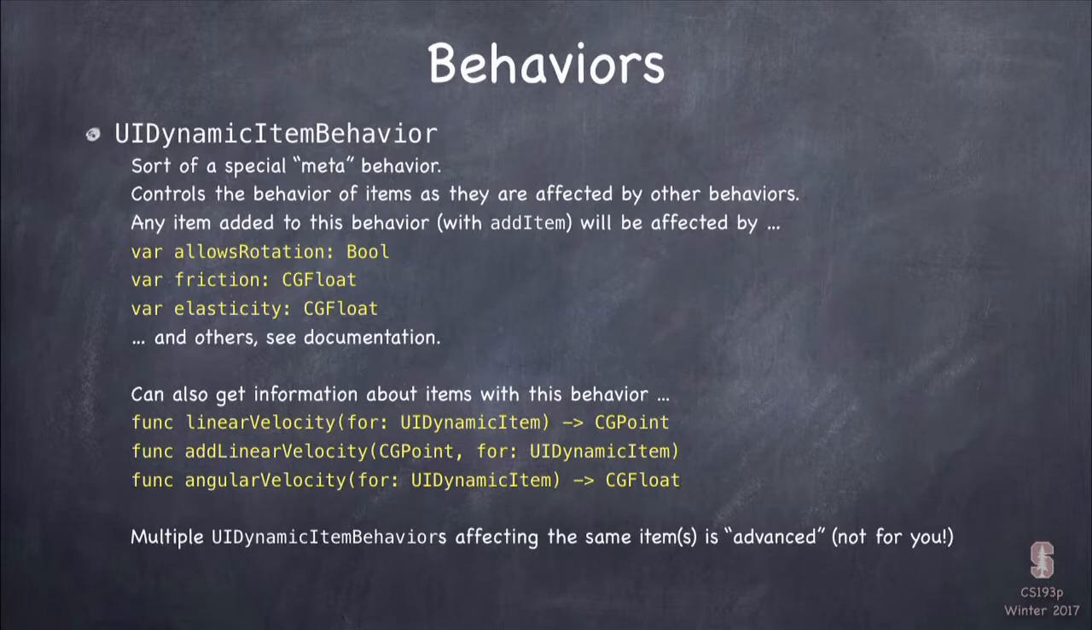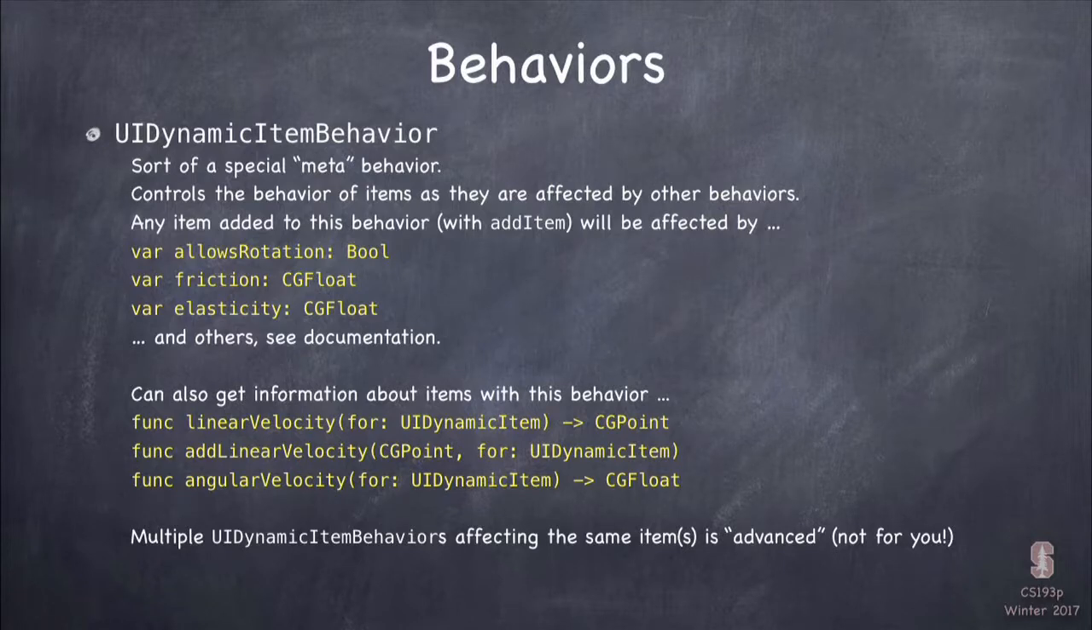Elasticity: when things bang into each other, do they bounce off with the same energy they had coming in? That would be elasticity 1.0. Or do they gain energy by a collision? That would be elasticity above 1.0. Or do they lose energy as they collide with each other? That would be elasticity less than 1.0. So you see how it's a behavior, just like a collision behavior, or a gravity behavior, or a push behavior, but it's a behavior that's meta. It's describing how this thing should behave in all the other behaviors.